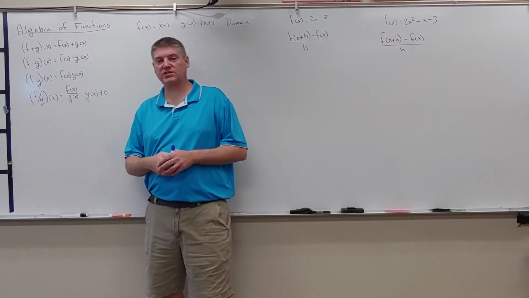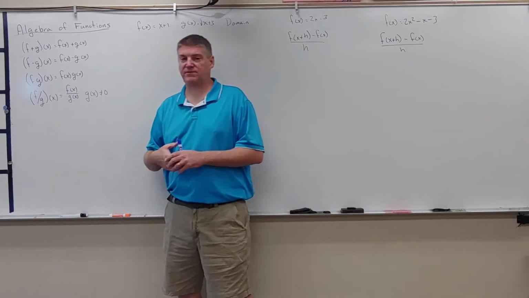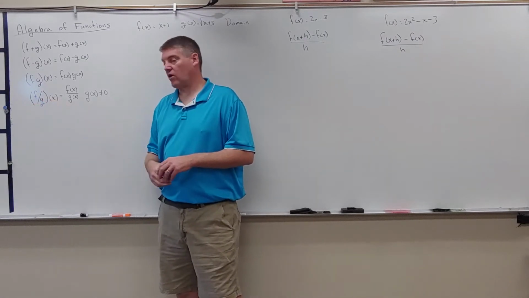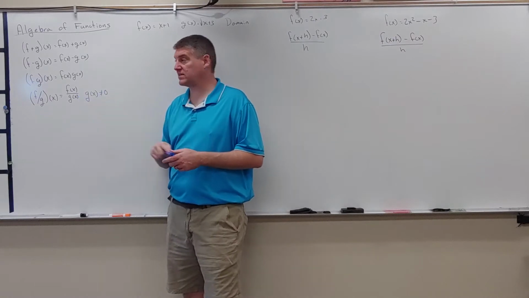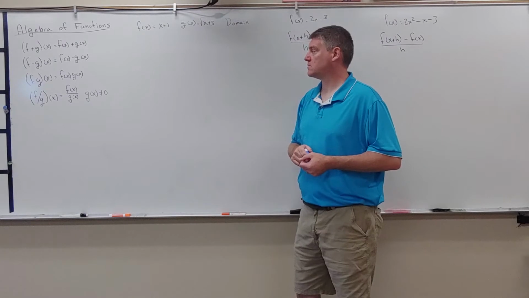This is f minus g of x. That's going to be f of x minus g of x. F times g of x, f of x times g of x. And then f over g of x equals f of x over g of x, where g of x cannot equal 0.